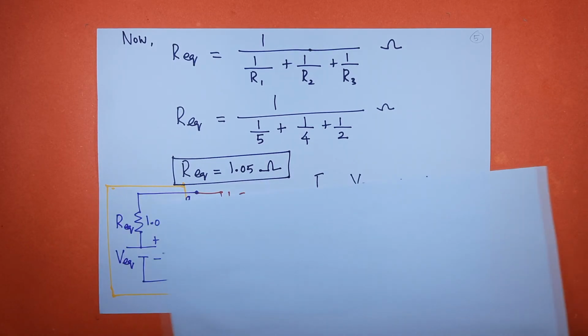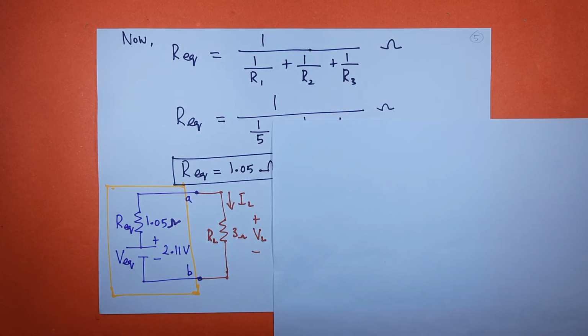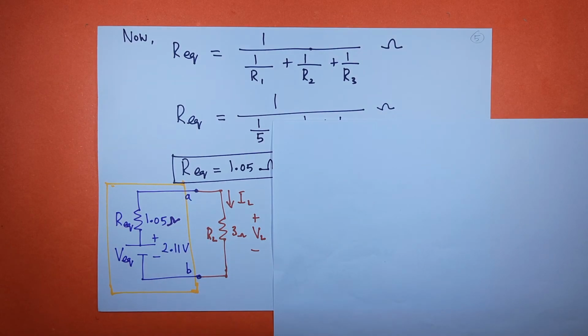So now just show it in the form of a circuit. V equivalent in series with R equivalent. So this is the Millman equivalent circuit, we can say. So V equivalent equal to 2.11 volt, R equivalent equal to 1.05 ohms. Okay. And now we connect the load resistor 3 ohm across the terminals A and B. So you have to find what is IL, what is VL.